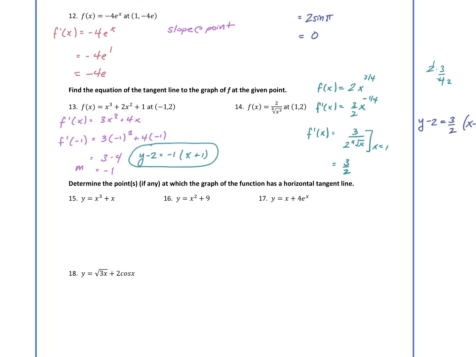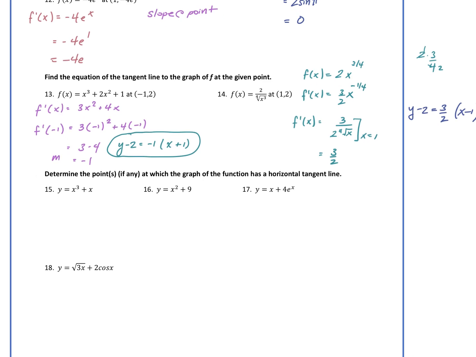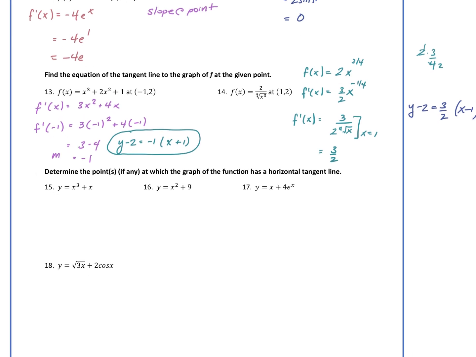Determine the points, if any, at which the function has a horizontal tangent line. A horizontal tangent line means the slope equals 0. Think about a horizontal line. It's just saying that it would be something like this. So that would be a horizontal tangent line. The slope is equal to 0.